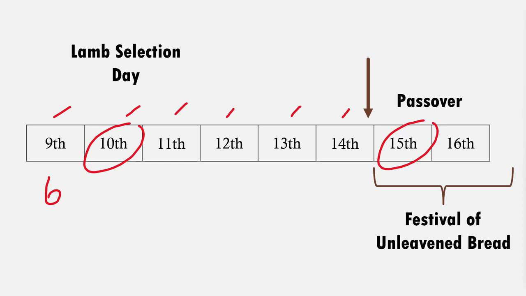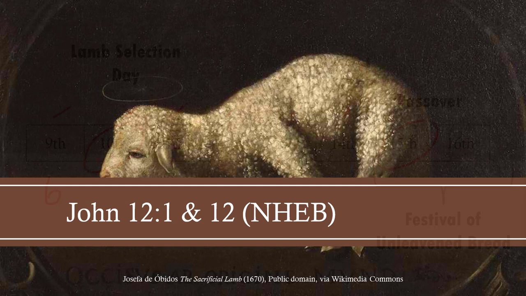Oh, by the way, I just want you to think about this. We have a group of people in the first century who are zealous about keeping God's commands. So if God says, pick your lamb on the 10th day, what do you suppose all of Jerusalem is doing on the 10th day? They're picking their lamb. And this is so critical to the story of Jesus. So keep your finger in Exodus 12 and look at John 12.